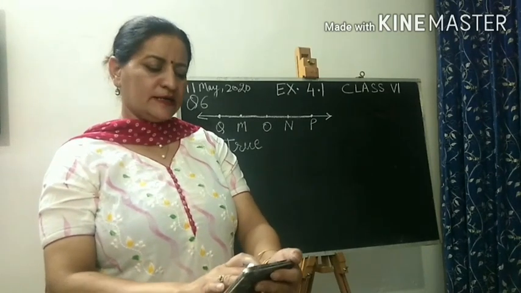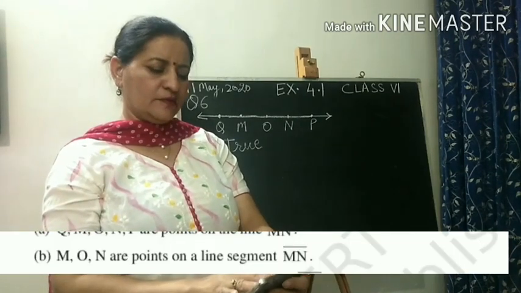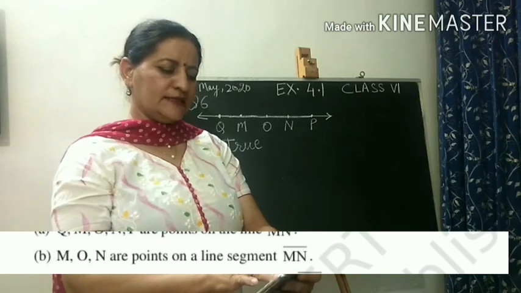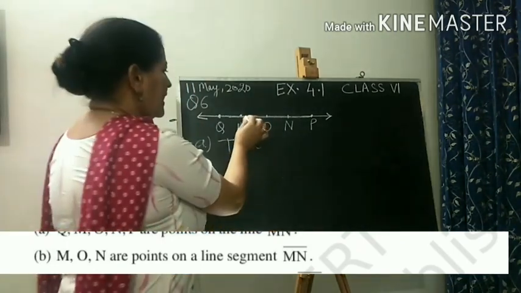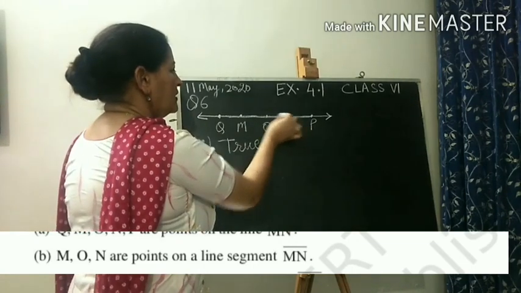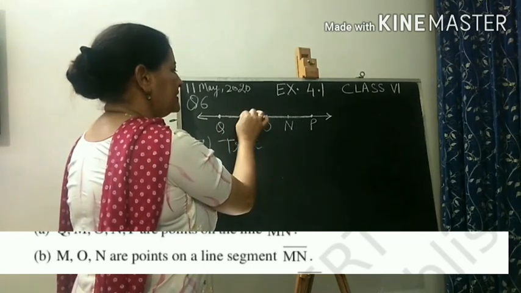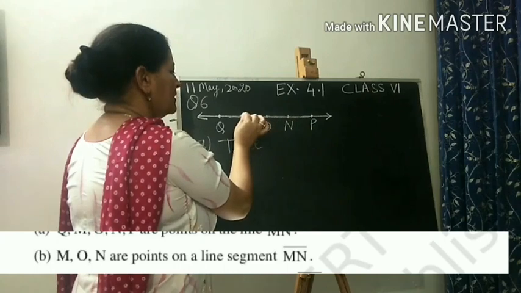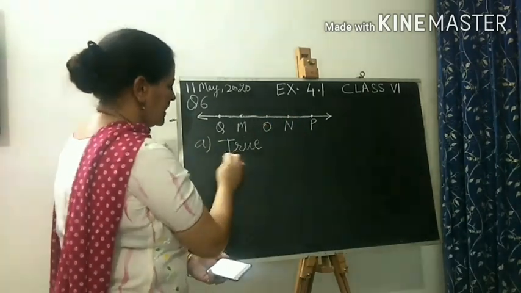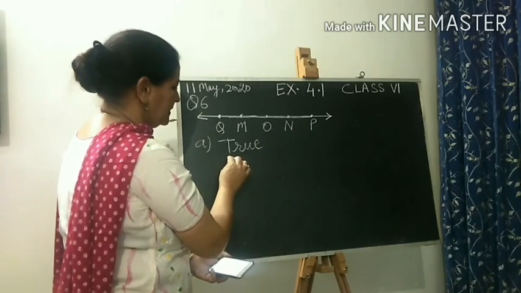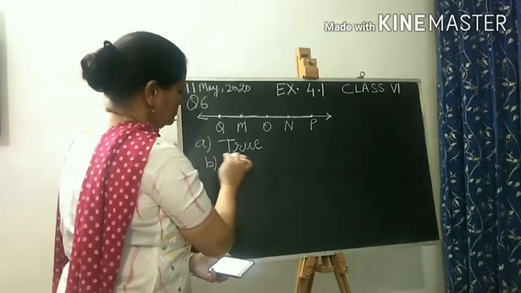Your B part is M, O, N are points on a line segment MN. Line segment means from this portion to this portion. So this is also true. O lies between M and N. B part is also true.